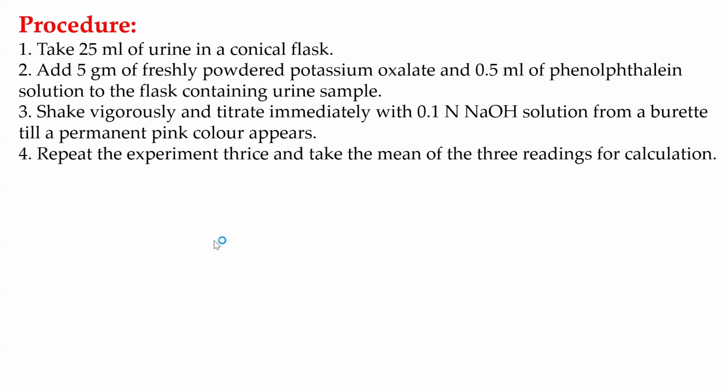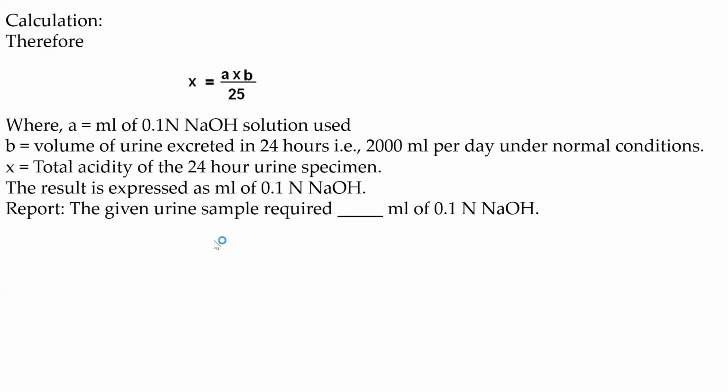So you have to make it in a tabular form for the 3 different titrations that you are going to carry out, and then you take the average, and then you take the volume of the alkali used. So then after that, you come to calculate, and we are going to use this formula.